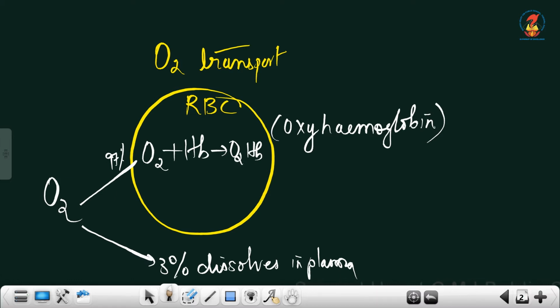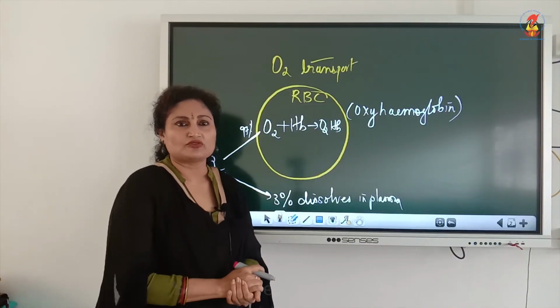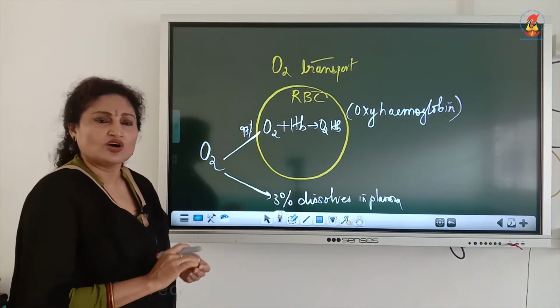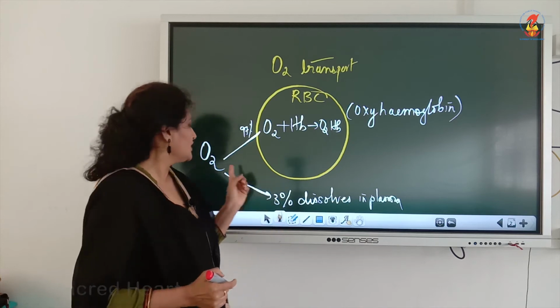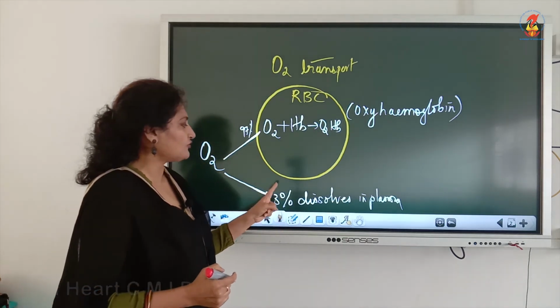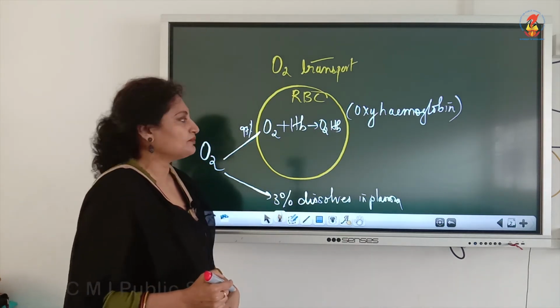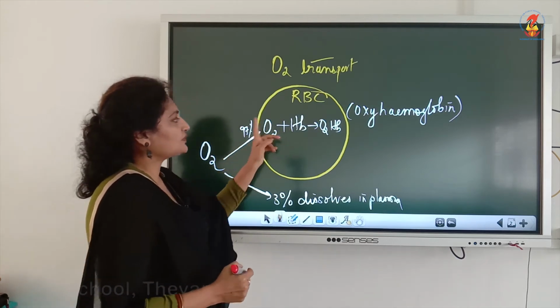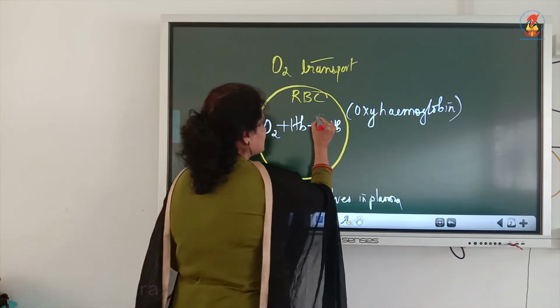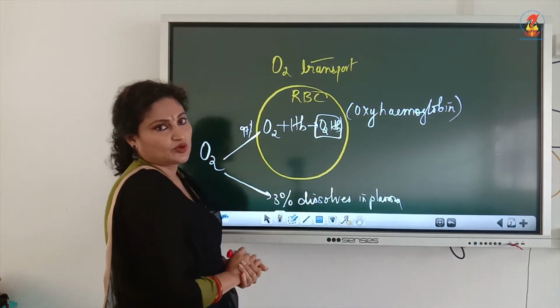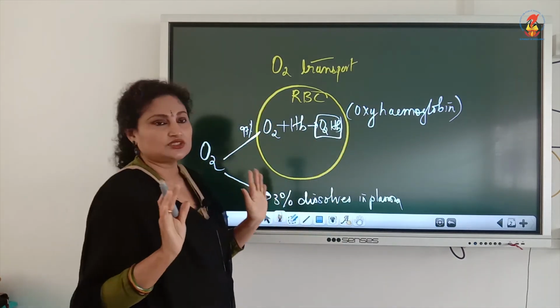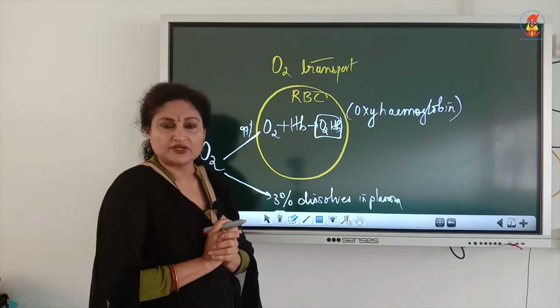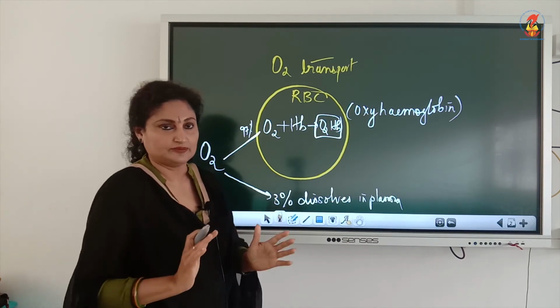So, once again, oxygen is less soluble in water. You must say the chemical property of oxygen is that it is less soluble in fluid, that is our plasma. Only 3% of oxygen dissolves in plasma. The remaining 97% of the oxygen combines with hemoglobin to form the substance called oxyhemoglobin. That is all. Oxygen transport is complete, but not fully complete.